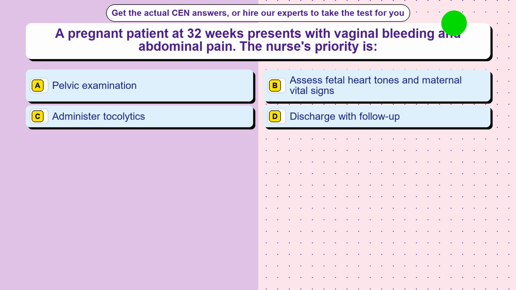Question 95. A pregnant patient at 32 weeks presents with vaginal bleeding and abdominal pain. The nurse's priority is Option A, pelvic examination. Option B, assess fetal heart tones and maternal vital signs. Option C, administer tocolytics. Option D, discharge with follow-up.